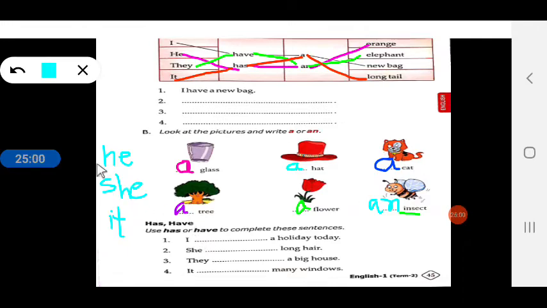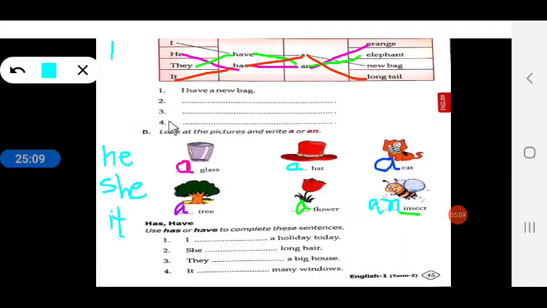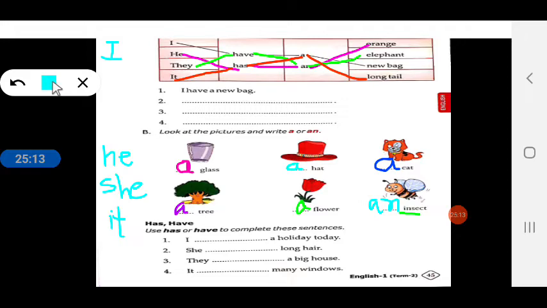Then the word have is used after I, you, we, they, and after plural nouns. So I have, you have, we have, they have, or Manu and Shankar have an apple, or animals have legs, or animals have tails. So has is used after he, she, it and a singular noun, and have is used after I, you, we, they or plural nouns.